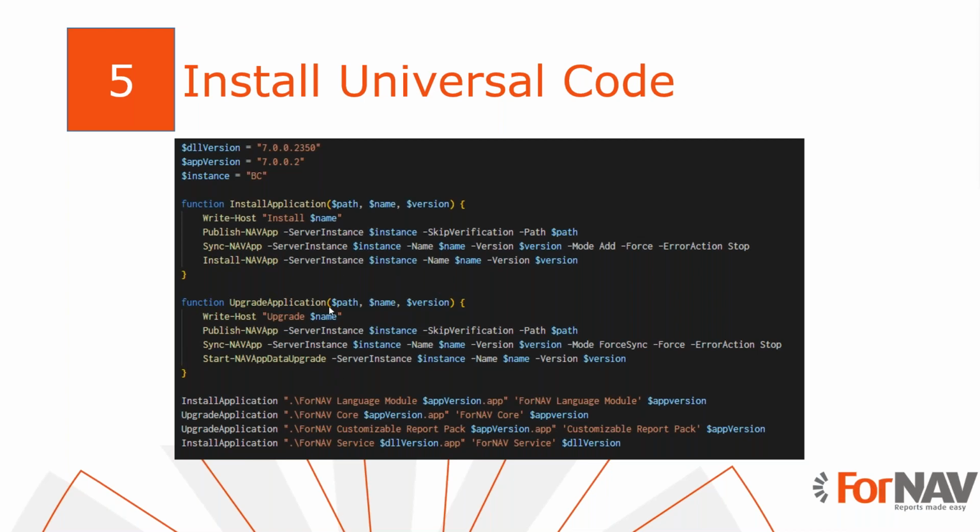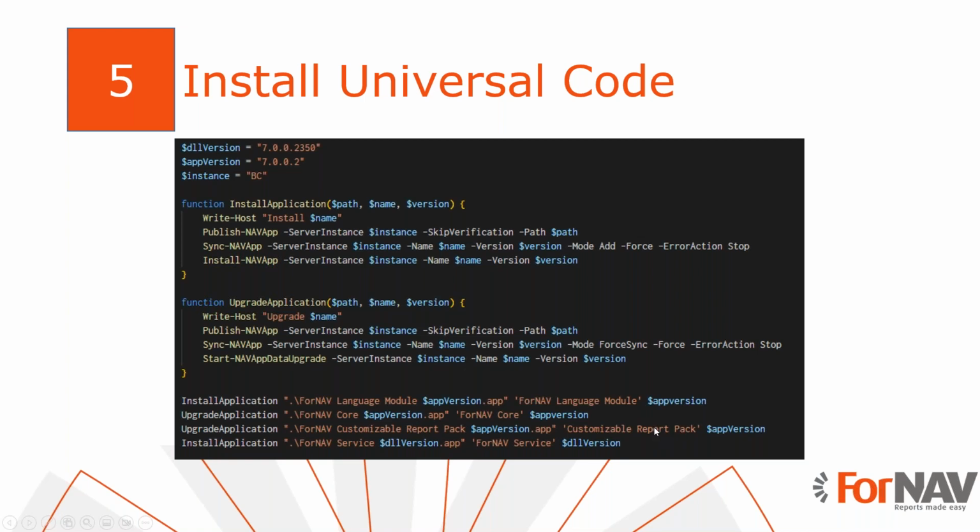And we have an install and an upgrade because some of these apps need to be installed, like the ForNAV language module that you see right here at the bottom. That needs to be installed because it hasn't been installed in the system before. And then the ForNAV core and the ForNAV customizable report pack, they need to be upgraded.